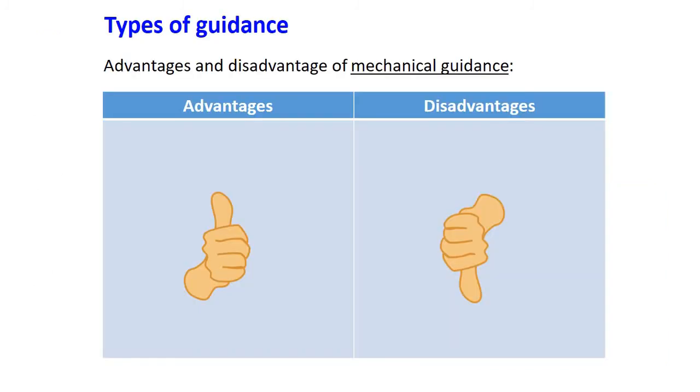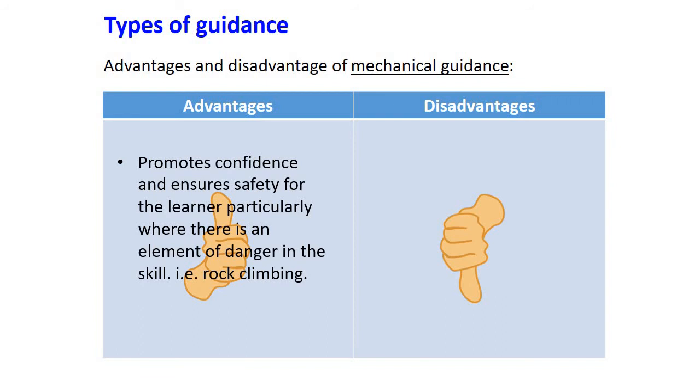Some advantages and disadvantages for mechanical guidance are as follows. Advantages. The first one is that it promotes confidence and ensures safety for the learner, particularly if there is an element of danger in the skill. For example, in rock climbing, knowing you've got that harness and you're secure would allow you to try something you might not otherwise try. When you're riding a bike, having those stabilizers allows children to learn how to turn the pedals and how that should feel. So it gives you that element of safety and increases your confidence.